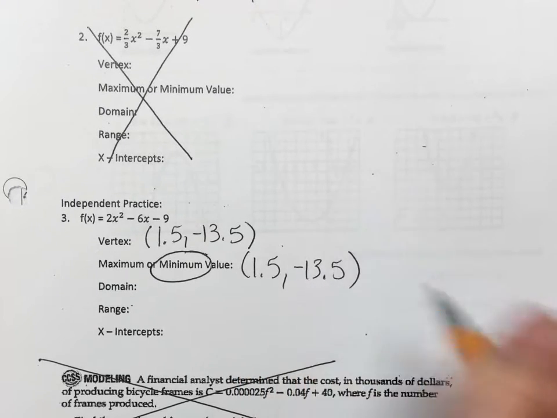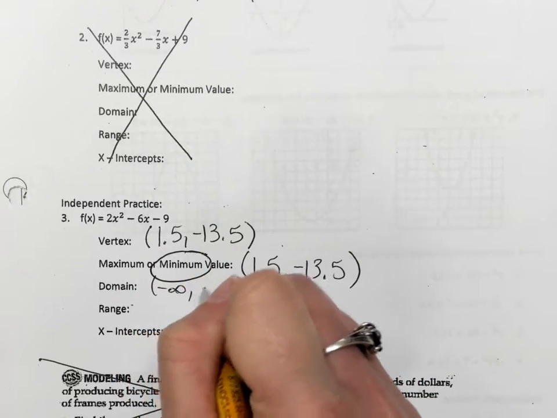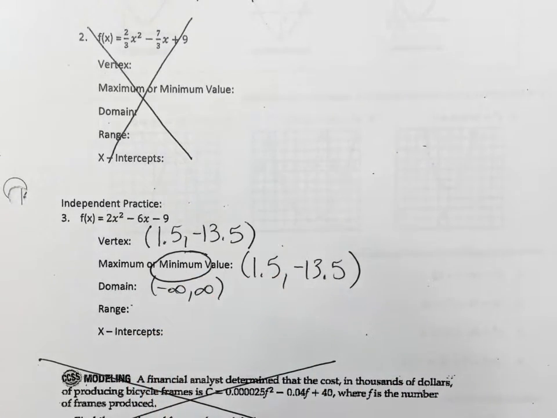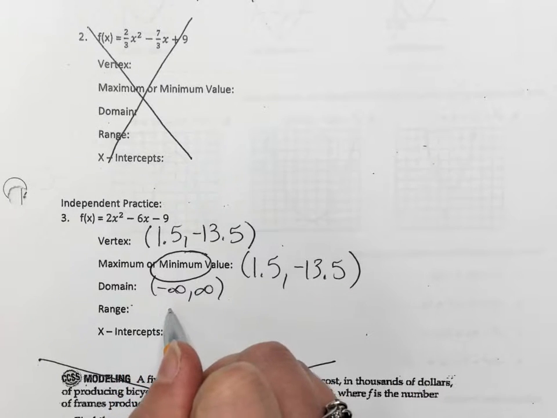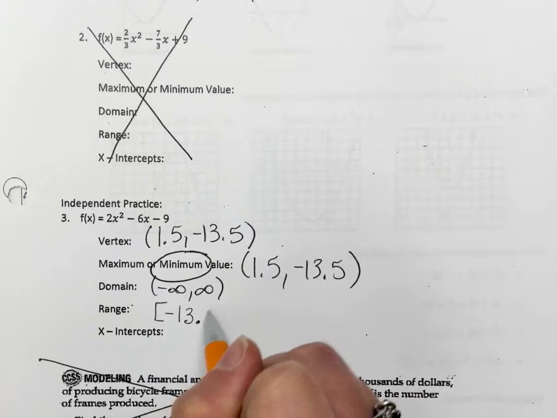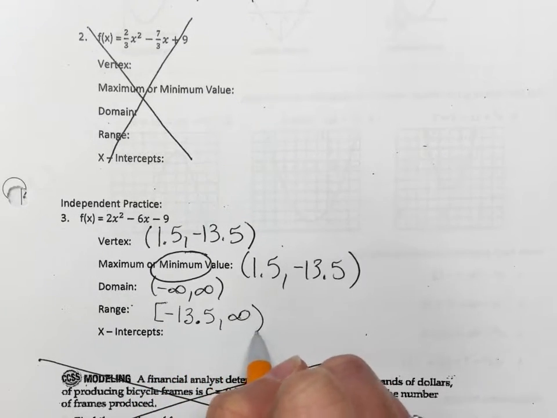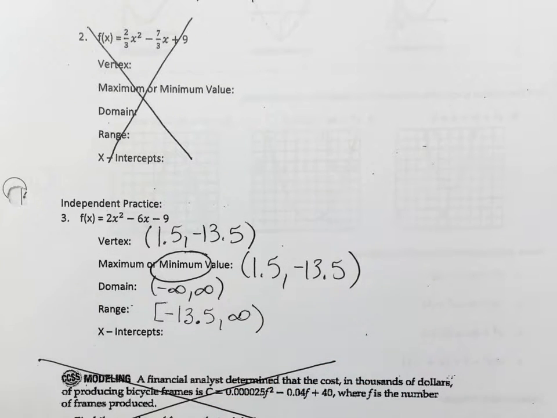There you go. What's my domain always? Negative infinity to positive infinity. Oh, no. Range is bottom to top. What's the bottom on this one? Negative 13.5. Then it goes to positive infinity. Your graph, it's a minimum. It's way down there at the bottom. So they're switched. Yep.